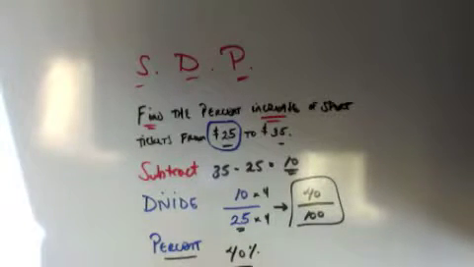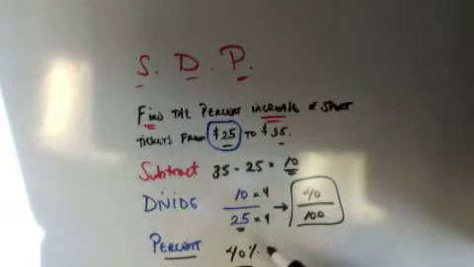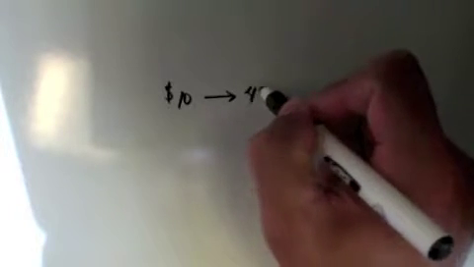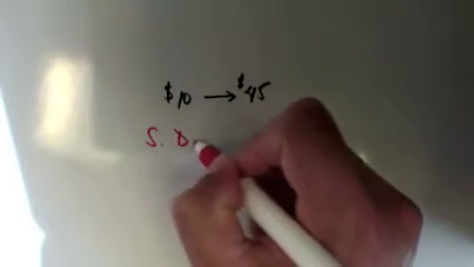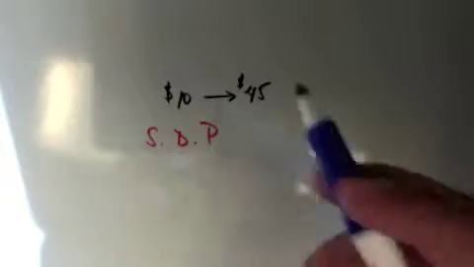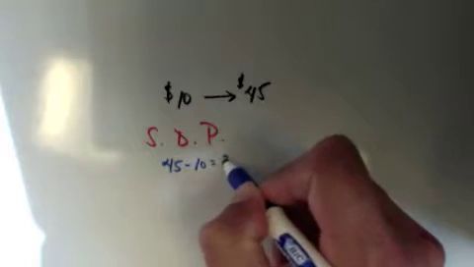Now, if you can't, then you're going to have to do it the long way: you divide, make it into a decimal, and then into a percent. Alright guys, let's do one more. Let's say we go from, I don't know, $10 to $45. Make it easy. We're doing the same thing. SDP: subtract, divide, and turn it into a percent. We subtract our two values, and 45 minus 10 is going to give me 35.